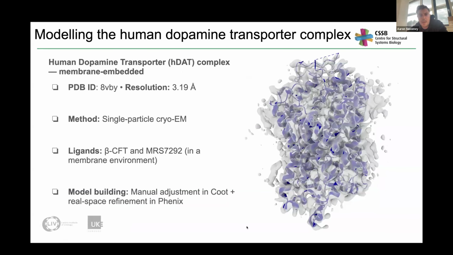It's run through the command line with just ChemEM and your configuration file. For this, I wanted to give an example of how you would actually use it on a day-to-day basis. So I tried to model the ligands using a deposited protein model and a deposited map in a day to see what I could actually get out. I chose this human dopamine transporter complex, which is embedded in a membrane at a resolution of 3.19. I just wanted to see what I could actually do with ChemEM in a day. In the paper, they say this complex had 2 ligands, CFT and MRS7292.